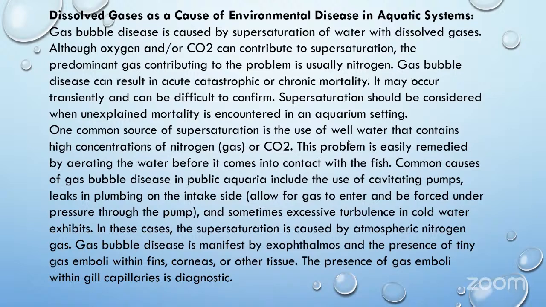Now, the common causes of gas bubble disease in public aquariums include the use of cavitating pumps, leaks in plumbing on the intake side, and sometimes excessive turbulence in cold water exhibits. In these cases, the supersaturation is caused by atmospheric nitrogen gas. It is manifested by exophthalmos and the presence of tiny gas emboli within fins, corneas, or other tissues. The presence of gas emboli within the gill capillaries is diagnostic.